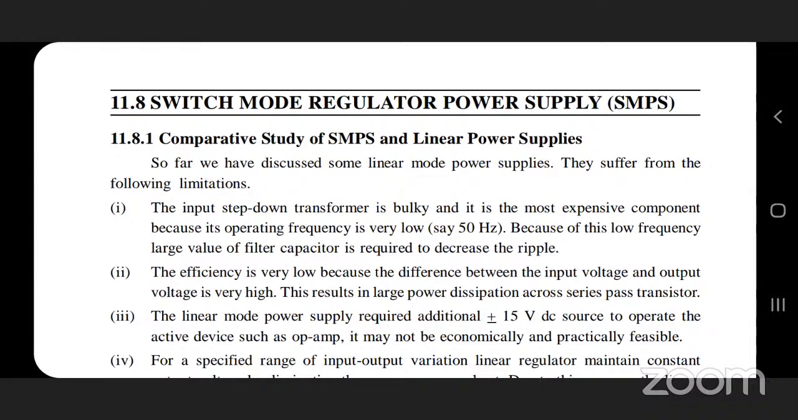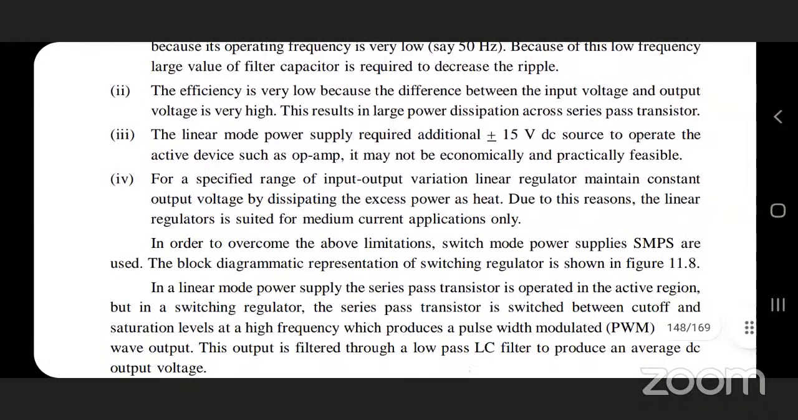So what is the efficiency of this supply? It is very low, because the difference between the input voltage and output voltage is very high. This results in a large power dissipation across the series pass transistors. And the linear mode power supply requires an additional plus or minus 15 volts DC source to operate the active device like an operational amplifier, and it may not be economically and practically feasible.